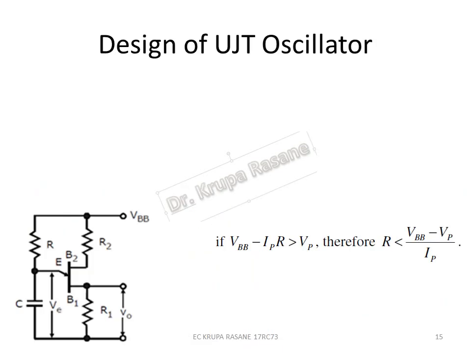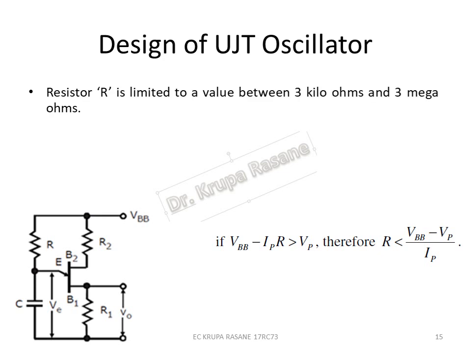Okay, so now that we have derived the time period of the oscillation, let us look at how to design the UJT oscillator itself. Basically, how to find the values of R, C, R2 and R1. In this particular circuit, the resistance R is limited to a value between 3 kilo ohms and 3 mega ohms. These are some of the things we have to keep in mind.